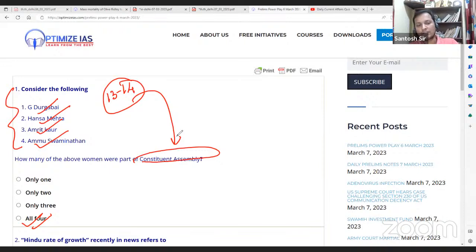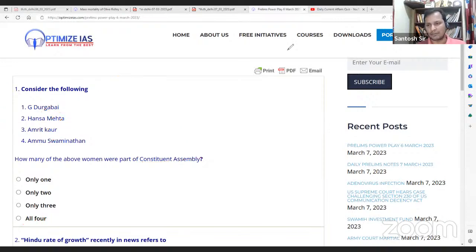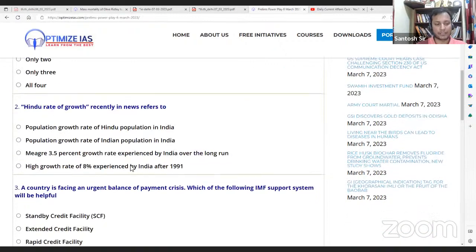The Constituent Assembly was the assembly responsible for enacting the Constitution. This is very, very important. This is a factual question, but very important. You should prepare all the names, 13 or 14 names, you need to prepare.